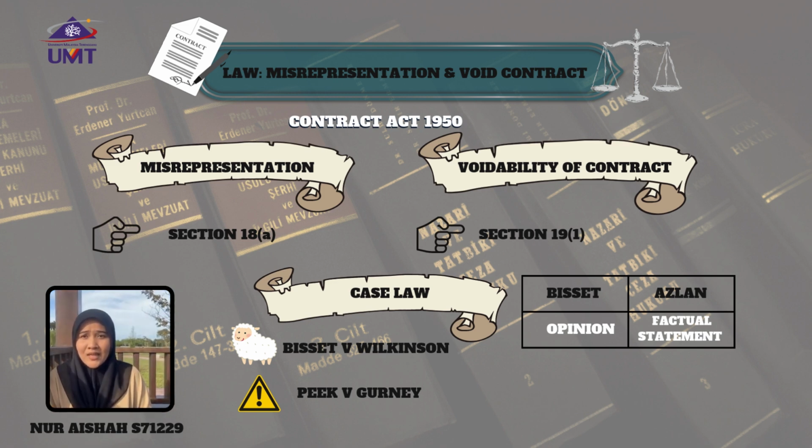Another important case is Pigg v. Gurney. In this case, false information was given but without an intent to deceive. The court still allowed the affected party to rescind the contract. This case supports Azlan's situation too. Even if the landowner didn't mean to cheat Azlan, the false information about the palm trees can still give Azlan the right to cancel the agreement under Section 19(1).